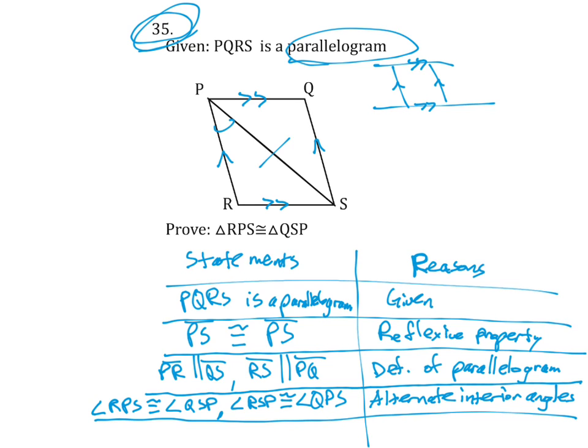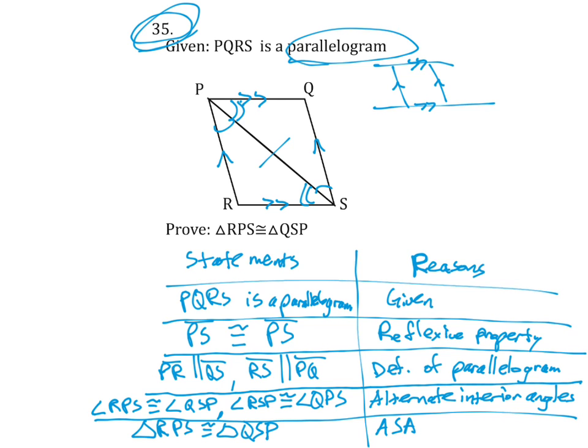And I've added some marks here, so I'm going to add a congruent mark there, congruent mark here for these angles. Now I can look at my two triangles and realize I have a pair of angles and the side between them on both triangles, and that's going to give me angle, side, angle for my two triangles. So I got triangle RPS congruent to triangle QSP. And now my proof is done.